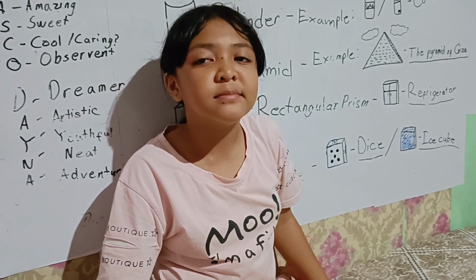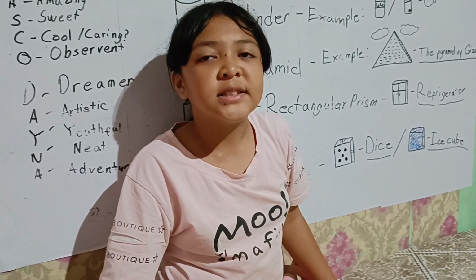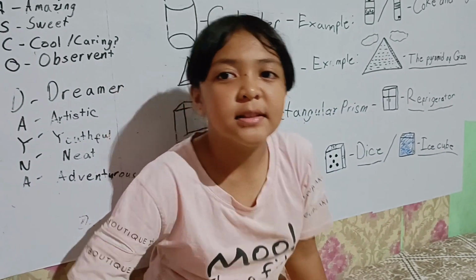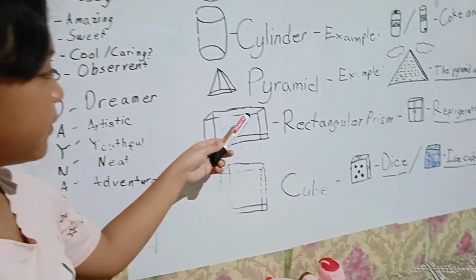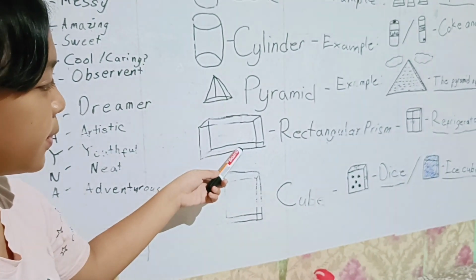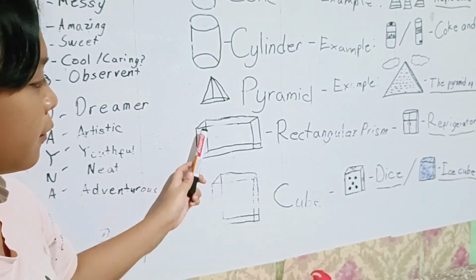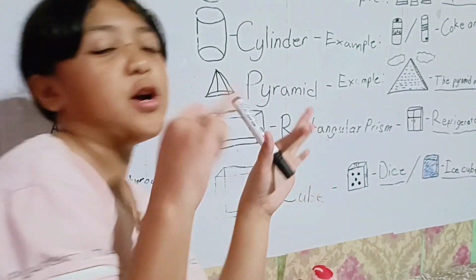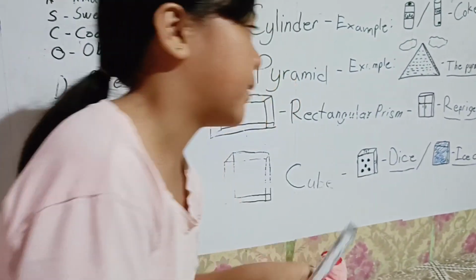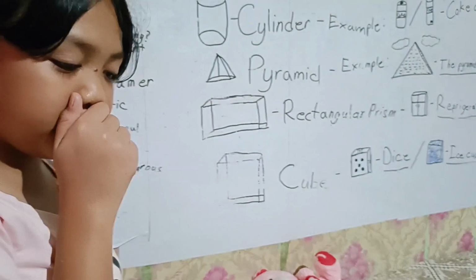Yes, can you see? How can you count? Six. You try to point where are the 1, 2, 3, 4, 5, and 6. Okay. There are 6 faces of a rectangular prism.